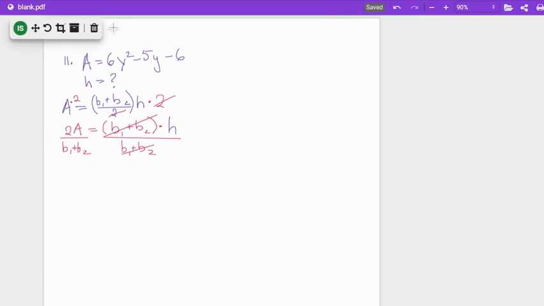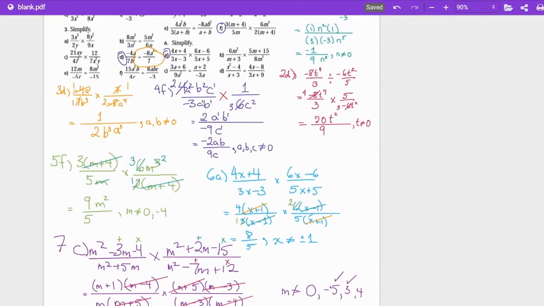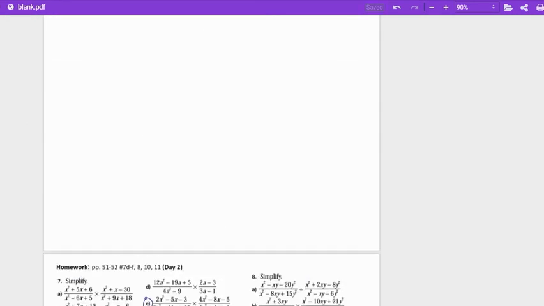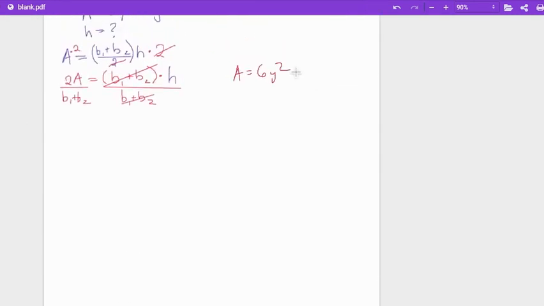So this is the solution to number 11. Okay, now let's see what other values we have. We were given that a equals 6y squared minus 5y minus 6.